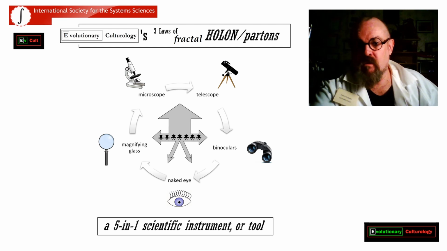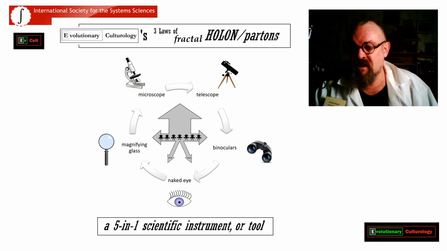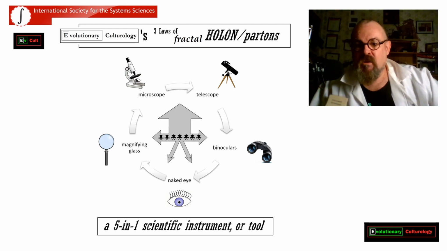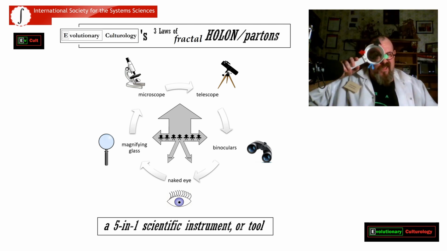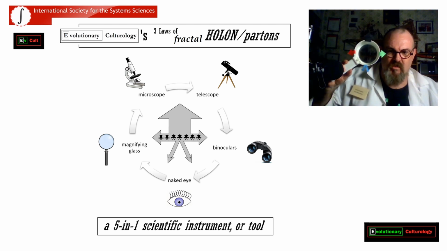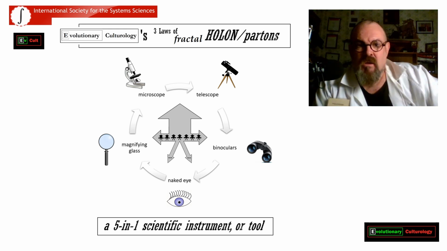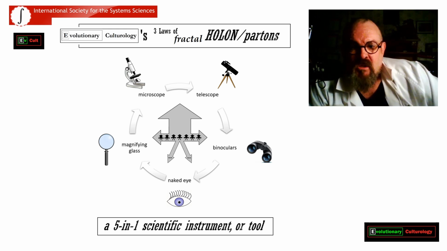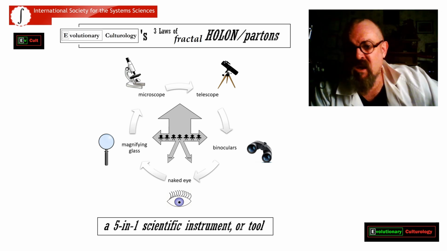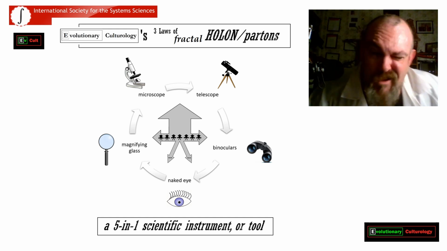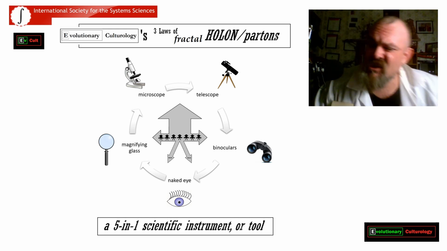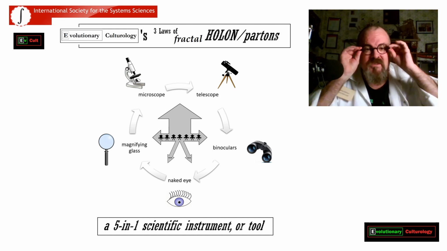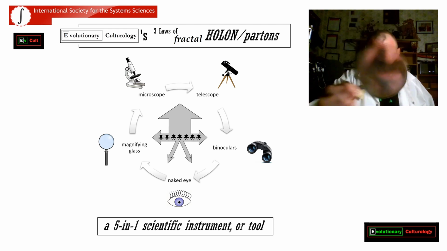Yeah, so the cool thing, or one of the many cool things, about the old three laws lens is that it gives you a 5-in-1 scientific instrument or tool, just like that grade 8 picking up a bone and using it as a tool. You get five for the price of one, really. Down the bottom, you can use the naked eye to see the units and scale levels, or you can put your glasses on too. You can use a magnifying glass.